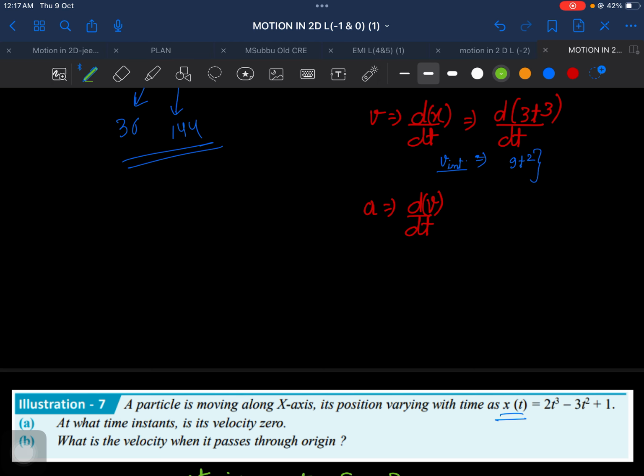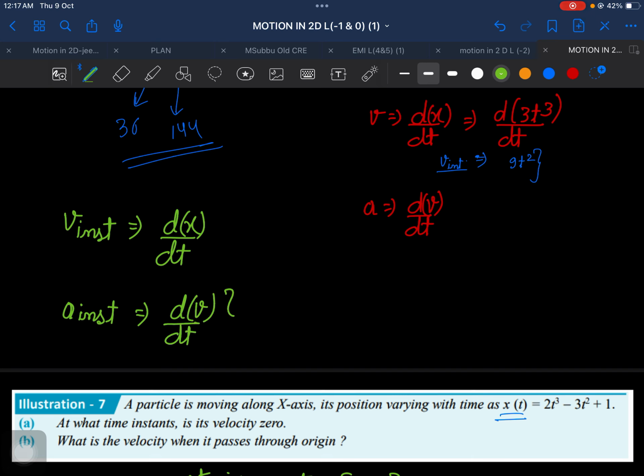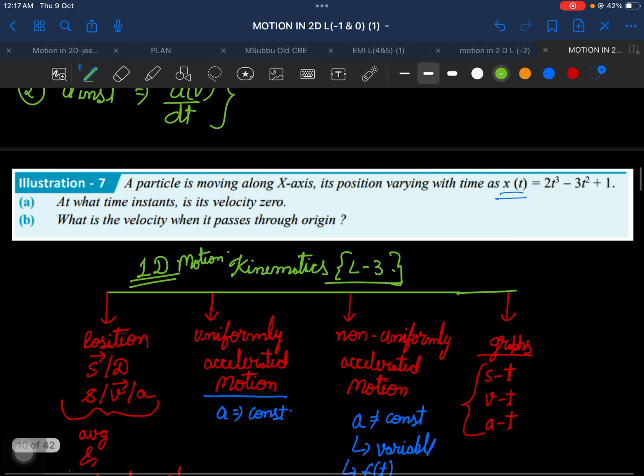Means velocity at a particular instant. So v instantaneous will be equal to dx by dt, means differentiation of position with respect to time, right? And a instantaneous is what? It is simply the differentiation of velocity, or you can say the rate of change of velocity with respect to time. Simple, like this, right? So these are the basic two formulas that we have to keep in our mind. All right, so let's start with this numerical.